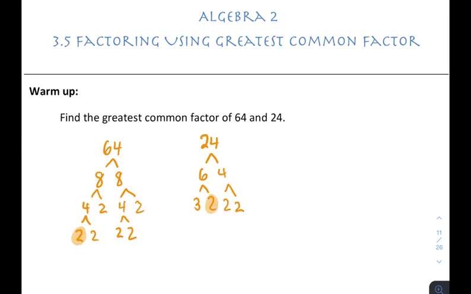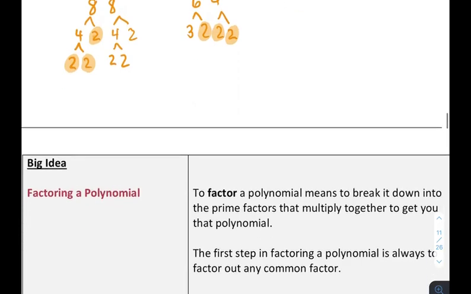If I look at the shared factors, they share a factor of 2, they share another factor of 2, and then they share one more factor of 2. Now I'm out of factors that they have in common. So my greatest common factor is going to be 2 times 2 times 2, or just 8, which you might have known when you looked at 64 and 24. The biggest number that divided into both of them was 8, but if you didn't, that's a way you can find it.